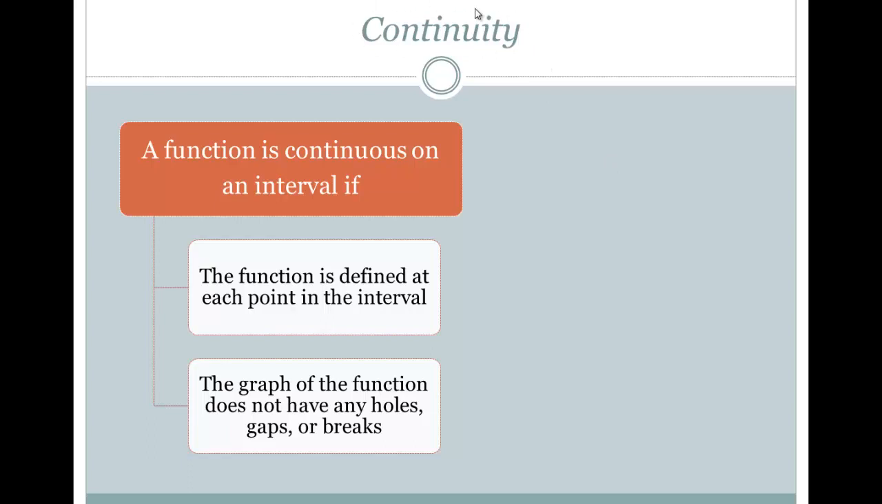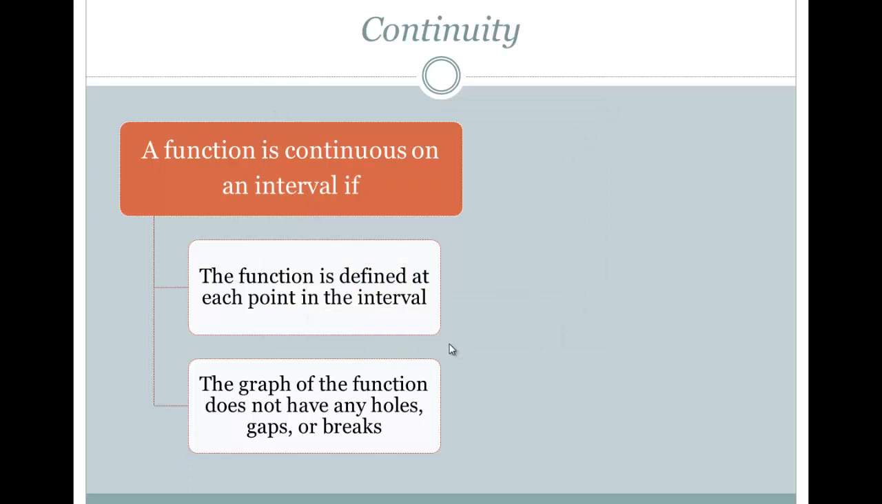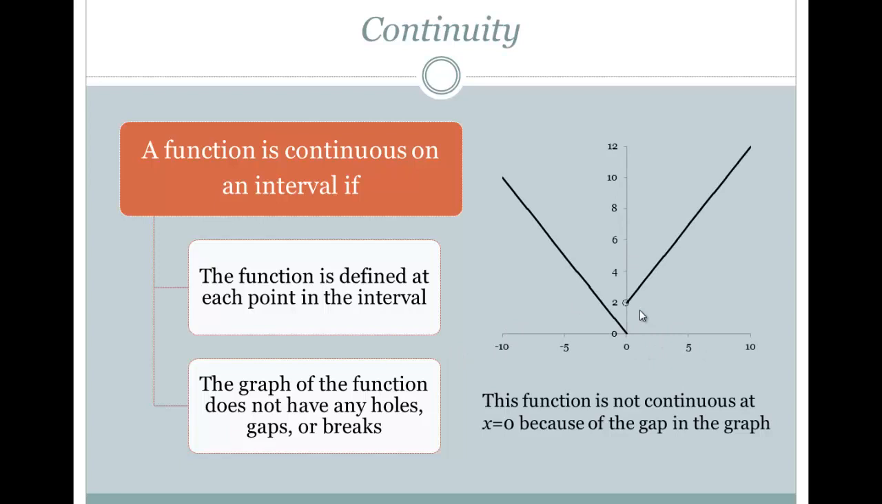And we talk about a function being continuous on an interval. We have to meet a couple criteria here. First, the function has to be defined on each point in the interval. And the second is the graph doesn't have any holes or gaps or breaks in it. All right. And so something like this would not be continuous because we have a break right in this area right here. We have a gap. So we're not going to be continuous at all in that situation. And so if something is continuous, it's going to be a smooth curve and it's going to have no gaps or breaks in it.